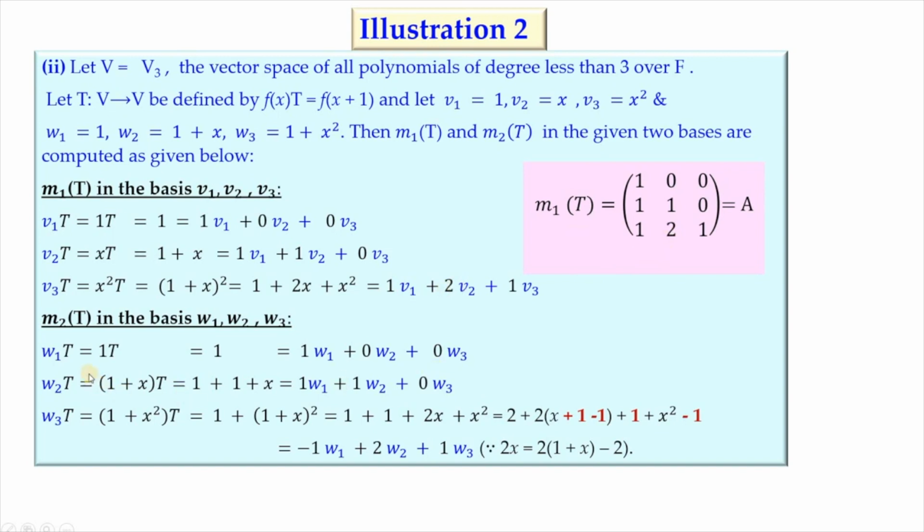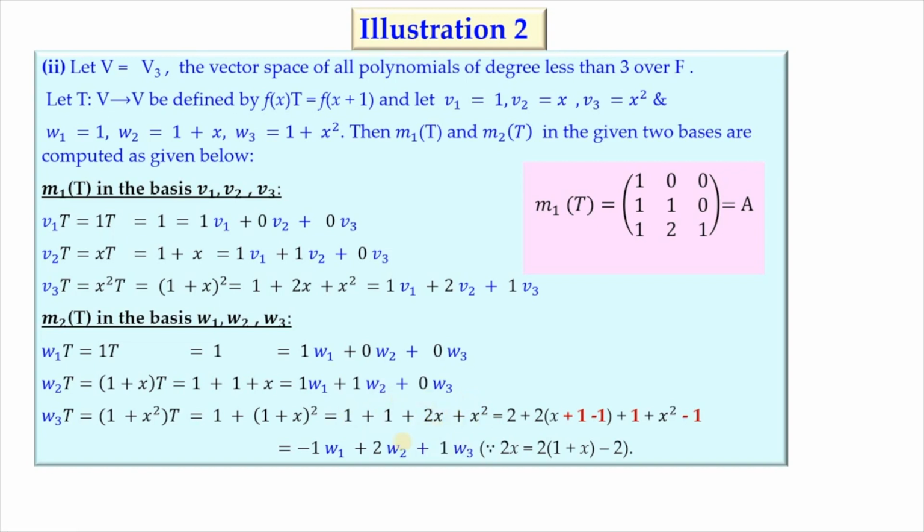Now coming to the second basis, W2 is 1 plus x. Wherever T sees x, it will replace it by 1 plus x. So that is how our T is defined. In the case of W3 also, wherever it sees x, it will replace that by 1 plus x. That is the job of our T. Now for this one, it is in the standard form only: 1 into W1, 1 into W2, 0 into W3. But for 1 plus 2x plus x square, we cannot directly write it as something into W1, something into W2 plus something into W3.